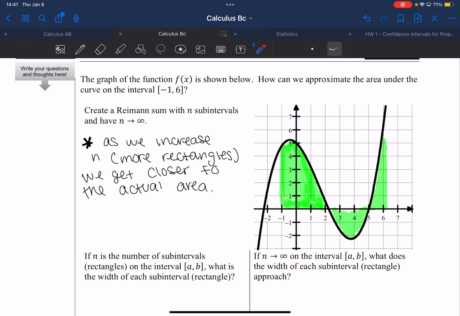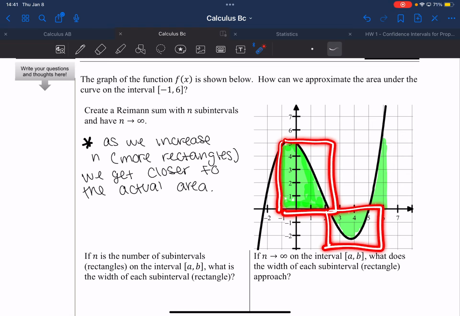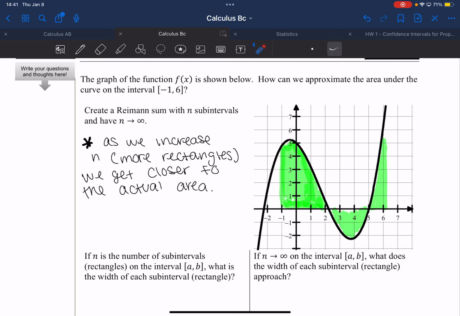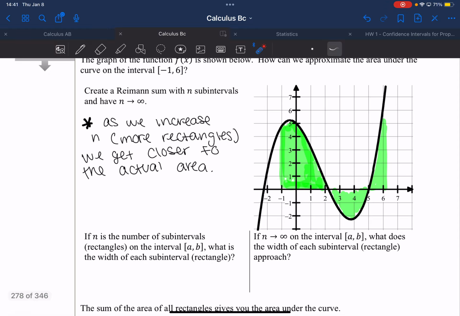So if I was to increase this, and let's say n equals 2, let's say I had a rectangle here and a rectangle here. I'm covering more of the space with a little bit less of the part that I don't want, but it's still not going to be as precise as if we were to increase the number of rectangles. So if I'm going to assume n is approaching infinity, that means I'm going to have an infinite number of rectangles to approximate this area.